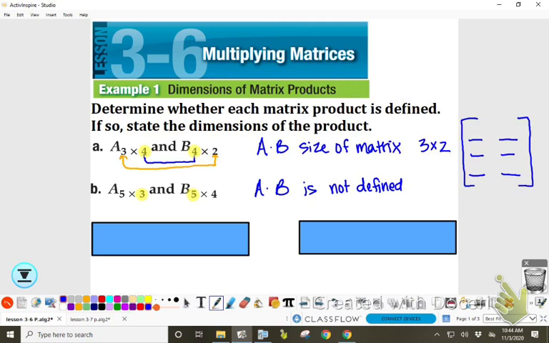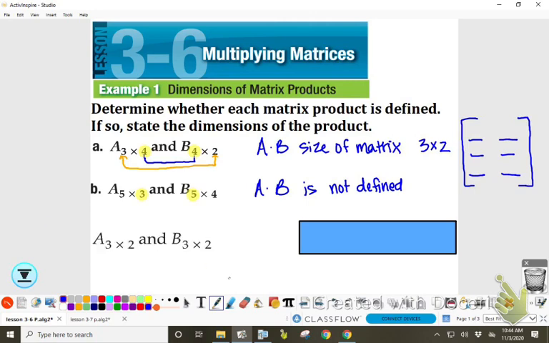Okay? Say A is a 3 by 2 and B is a 3 by 2. These are the same exact size, which if this was addition or subtraction, you would want them to be. But with multiplying, you do not necessarily want them to be the same size. You just need to see if these two numbers match. If they do not match, you cannot multiply them. So A times B is not defined. It says not defined, if you can't read that.